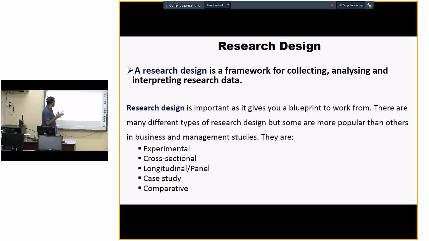Then what is the content of this research design? You have to design the data collection process, including sampling and other things. Then analyzing, how to analyze your data. Then after getting that output, how to interpret those results. These are the contents of the research designing part.